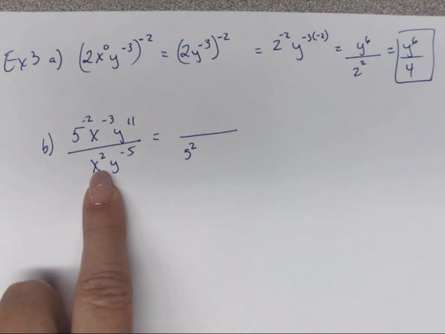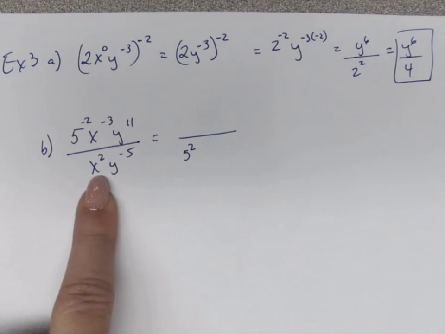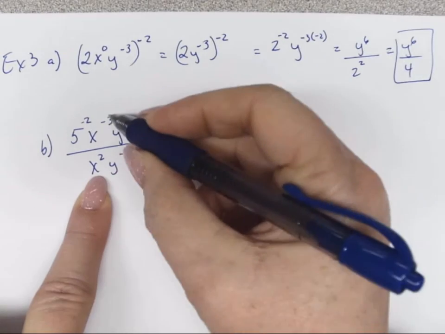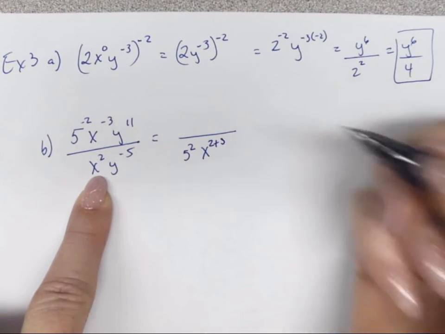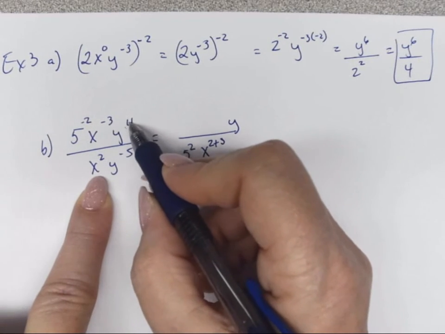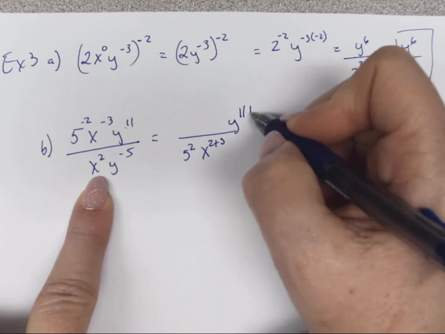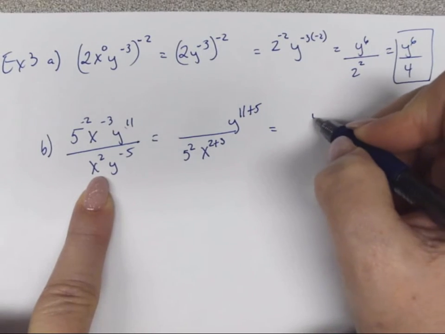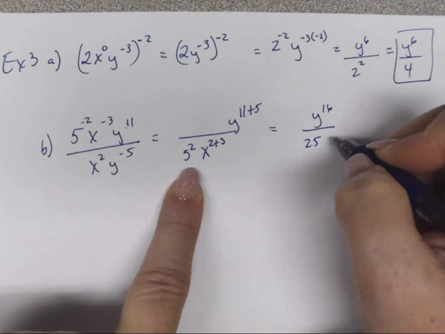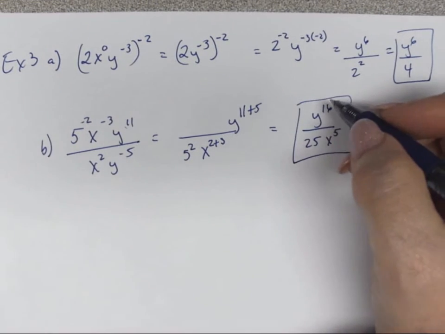On the x's, I have negative 3 up here and positive 2 down here. So I'm going to move the x's to the bottom, to the denominator, because it'll be 2. When that crosses over, it'll be plus 3, so that'll get me positive numbers. And on the y, I have more positive on the top, and so I'm going to move that negative up. It'll become 11 plus 5. So we'll end up with y to the 16 on the top. 5 squared is 25. X to the 2 plus 3 is 5, and that would be our final answer.